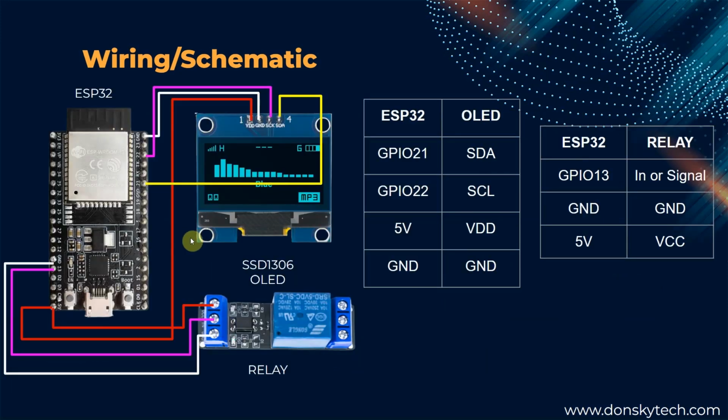For the wiring and the schematic, this is actually how easy it is to use the I2C OLED and the relay. Just follow the wiring mechanism in here. So much for the wiring, and now let's go down into the code.